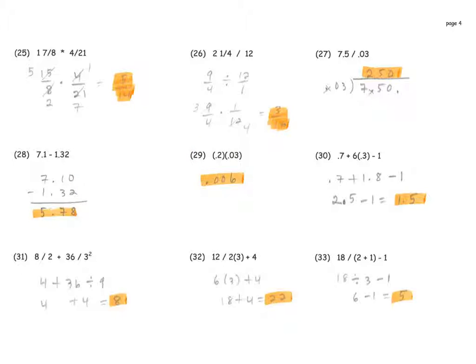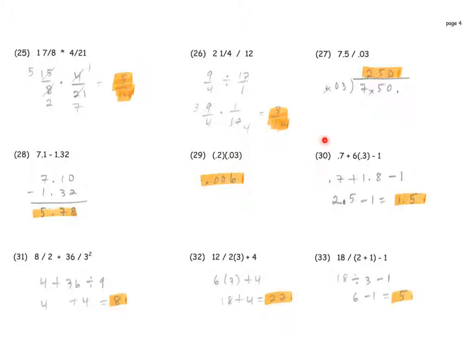In number 29, all I had to do was multiply 2 times 3 is 6 and make sure that I had enough decimal places for 1 here plus 2 here gave me 3 in my final answer. And as always, the 6 goes on the end and the zeros are the filler to make a total of 3 spaces that I need.